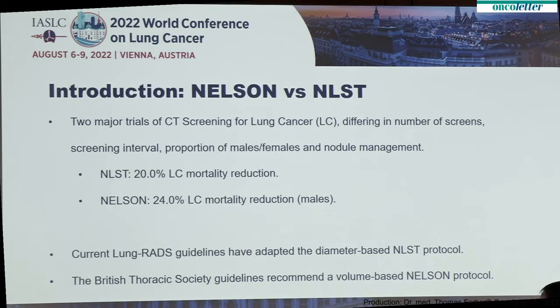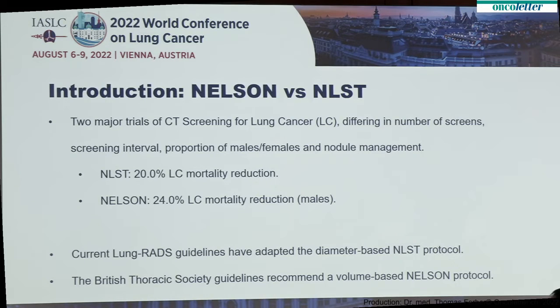Nelson employed a volumetric nodule management follow-up protocol to refer people to a follow-up screen, whereas the NLST looked at the diameter of the nodule in deciding a follow-up procedure. And this decision between which type of protocol to use is still an active discussion. If we look at the Lung-RADS guidelines in the US, these are still largely diameter-based, whereas the British Thoracic Society and many early implementation studies in the European setting recommend a volume-based Nelson-like protocol.